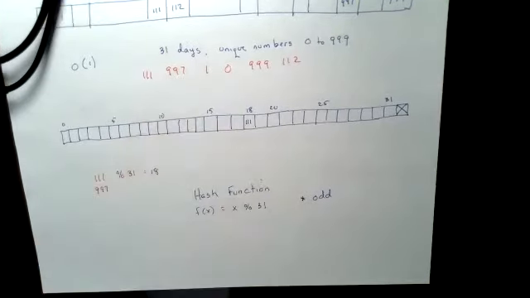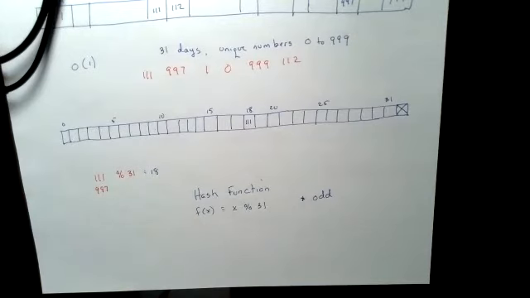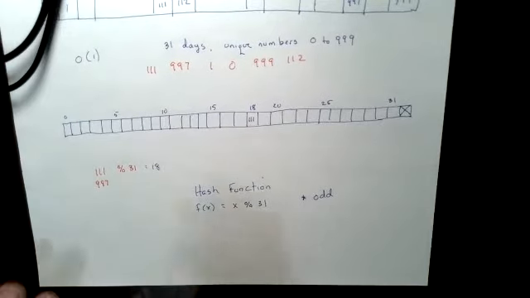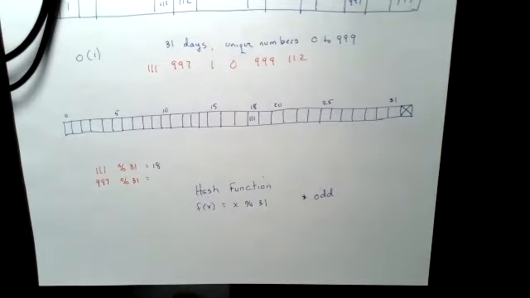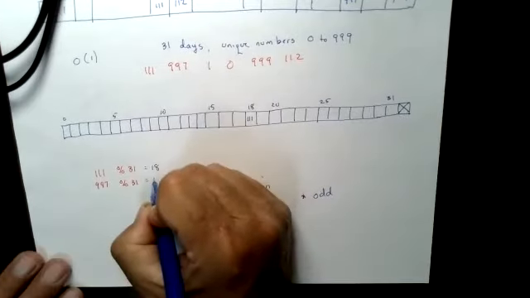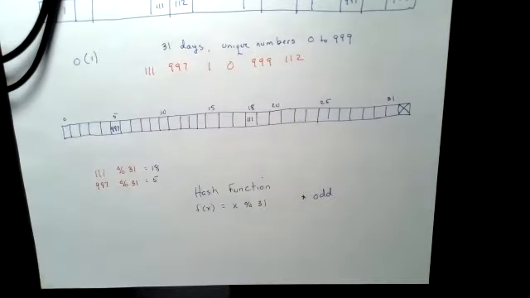What about 997? 31 goes in 3 times, that's 93. That leaves me with 67. 2 more is 62. That leaves me with a 5. Don't be afraid to tell me if I'm wrong. So 997 is going to be stored in location 5.